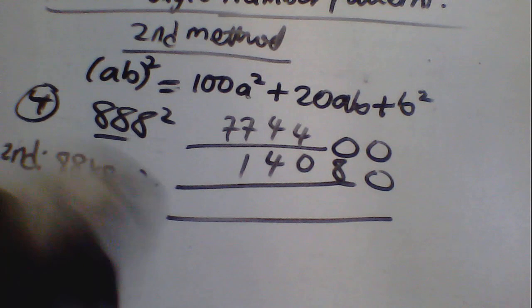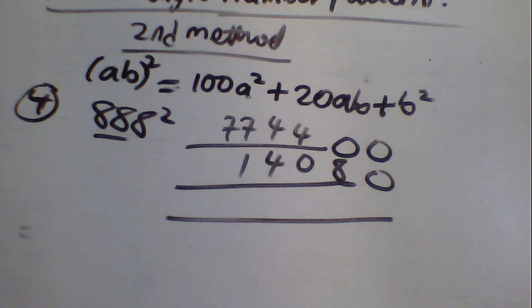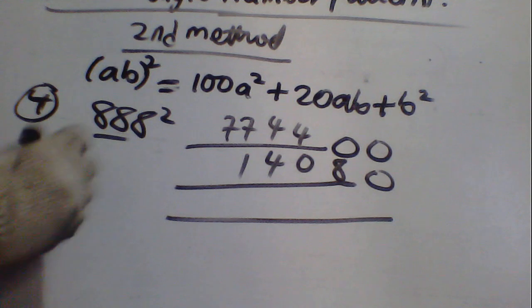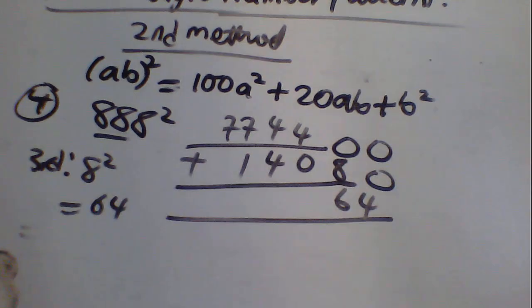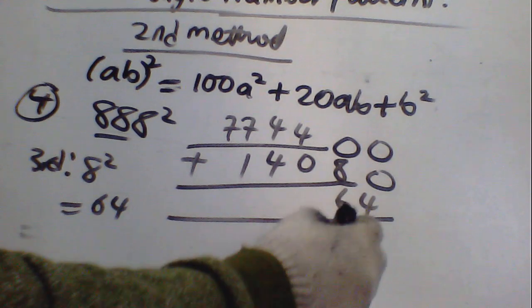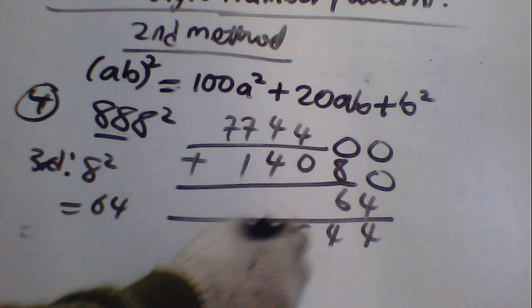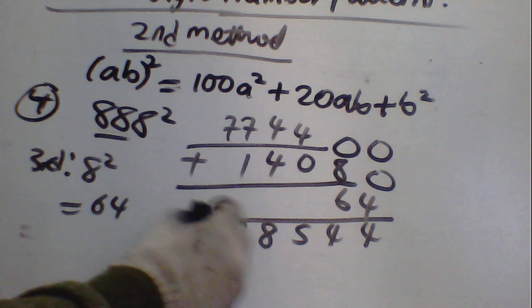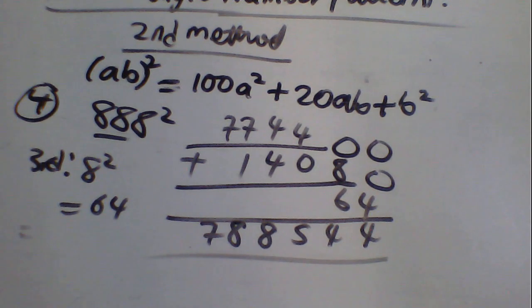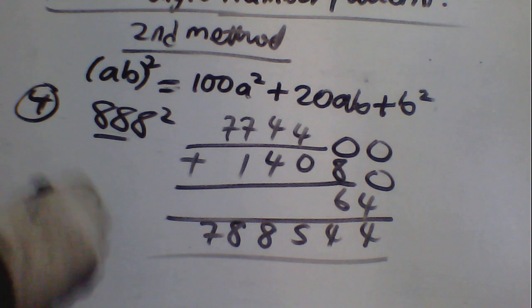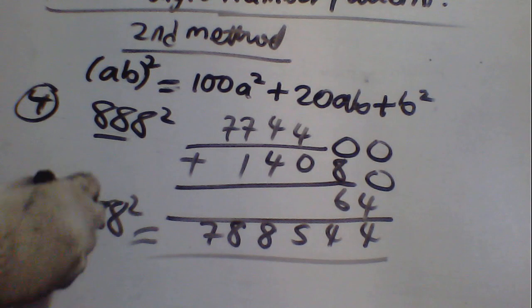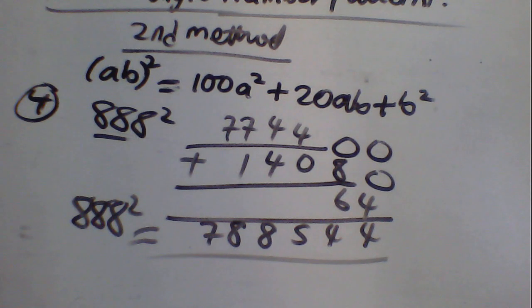Lastly, the third step is to find the square of the last digit, and that is 64. You come here and write 64 and then add up. That gives us 788,544. And that is the answer. So the square of 888 is equal to 788,544.